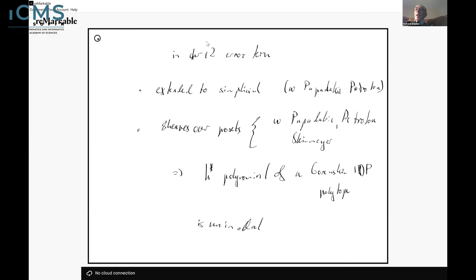What is an IDP polytope? The cone of the polytope has the integer decomposition property. Take the cone over the polytope, so embed it at height one. The lattice points inside this cone are generated at height one. That's what I mean. This is basically saying that the semigroup algebra is generated in degree one. That's the point.